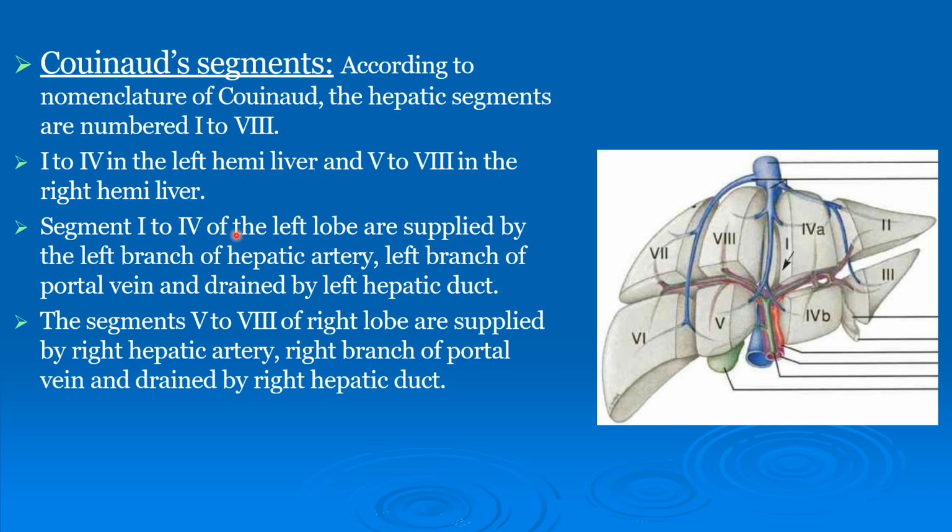Segments 1 to 4 of the left lobe are supplied by the left hepatic artery, left branch of portal vein and drained by the left hepatic duct. Segments 5 to 8 of the right lobe are supplied by the right hepatic artery, right branch of portal vein and drained by the right hepatic duct. So there is a clear anatomical supply separation between right lobe and left lobe. This is therapeutically important, which we will see later in this video.